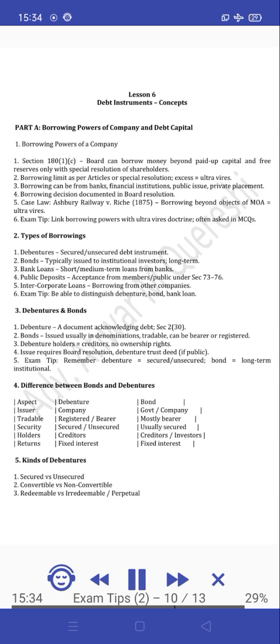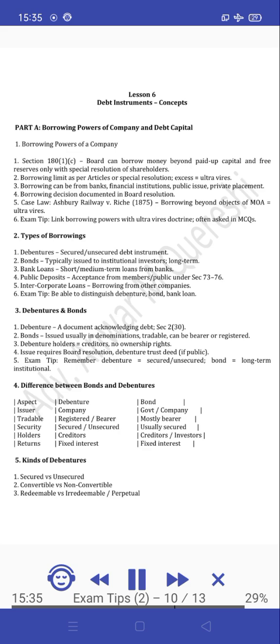Lesson 6. Debt instruments, concepts, Part A. Borrowing powers of company and debt capital. 1. Borrowing powers of a company. 1. Section 180(1)(c): the Board can borrow money beyond paid-up capital and free reserves only with a special resolution of shareholders. 2. Borrowing limit as per articles or special resolution. Excess equals ultra vires.